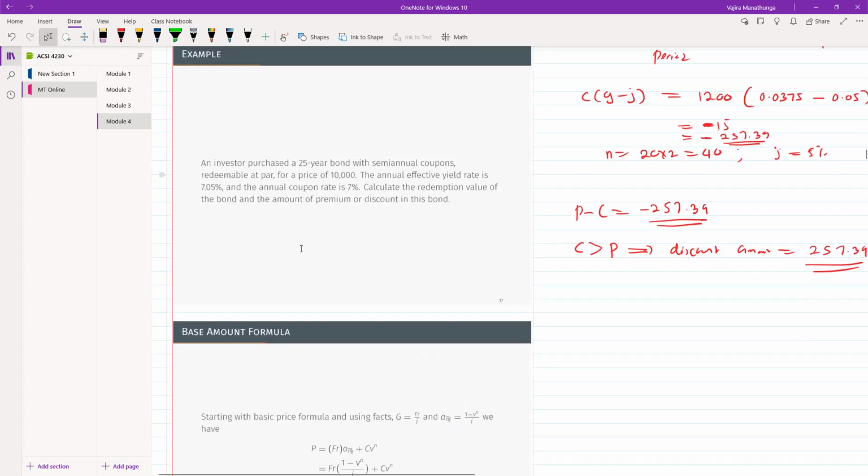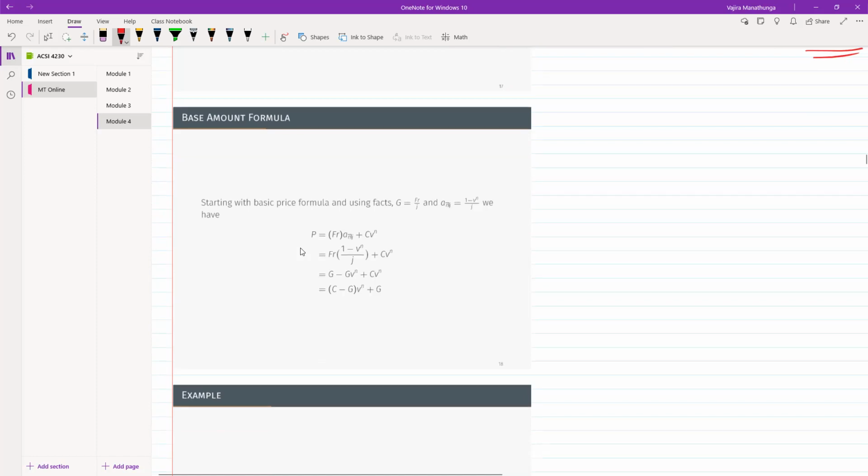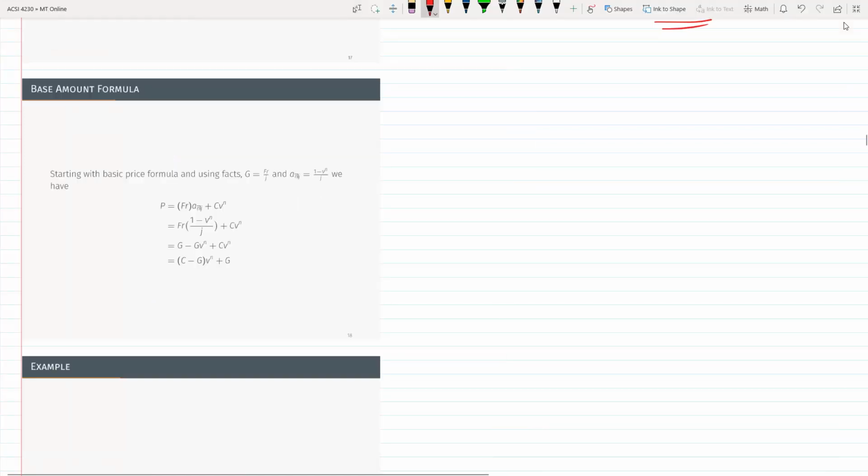Okay, so I'm going to skip the next problem. You can try to do it. Let's go to the base amount formula. Starting with the basic price formula, let's write it. We have price equal to FR a angle N at J plus C v to the N, where v is 1 over (1 plus J).